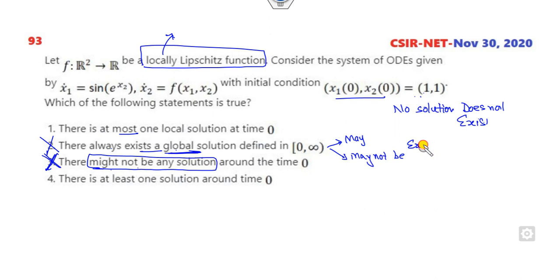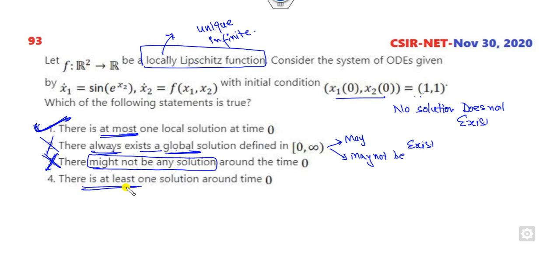Why? Because f is not a globally Lipschitz function. It is only local, so it will not always be true. At the most one local solution, because the condition is satisfied here, so it means it has some solution. So either it has a unique solution or it has infinite solutions. If it has a unique solution, then at the most one solution will be there. If it has infinite solutions, then there will be at least one solution about the initial points.